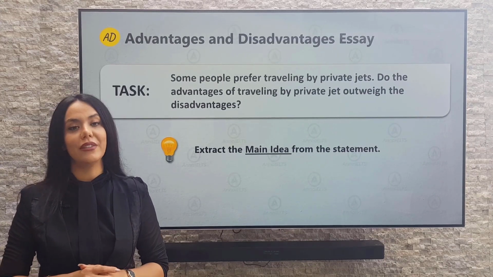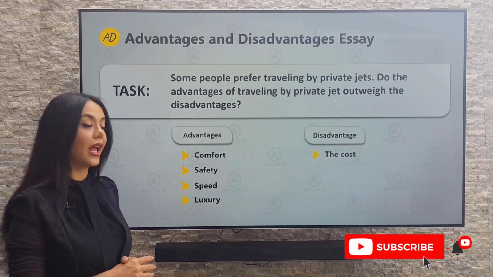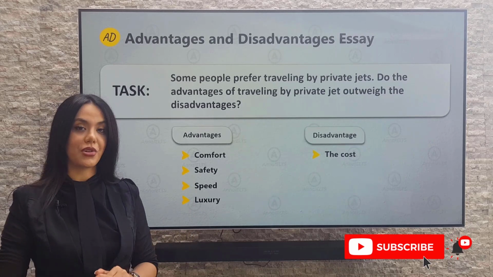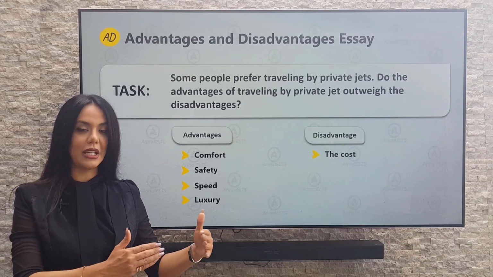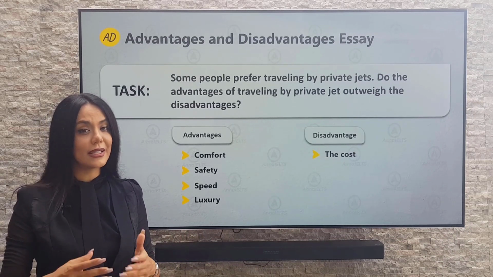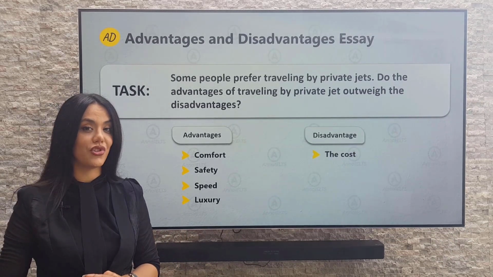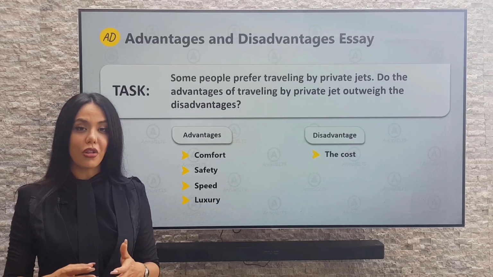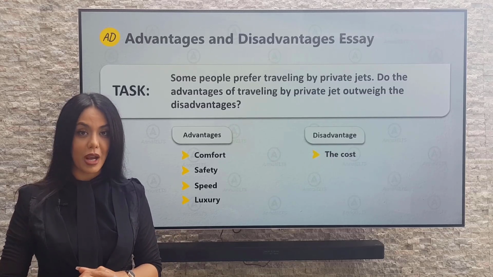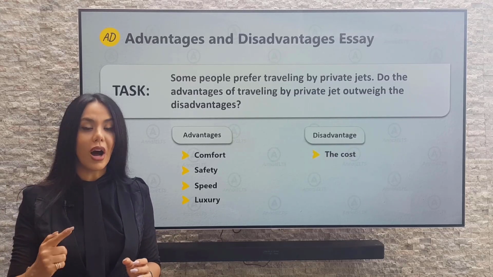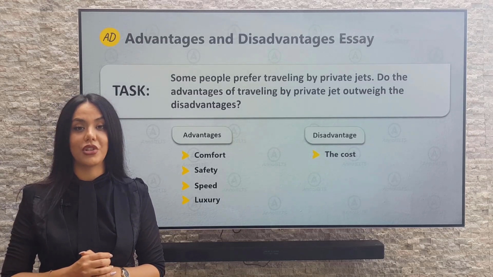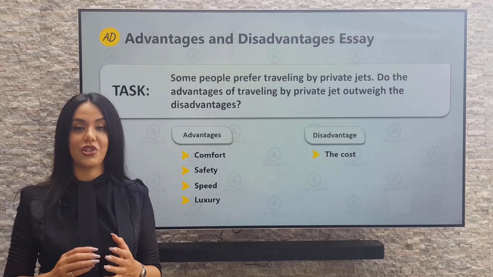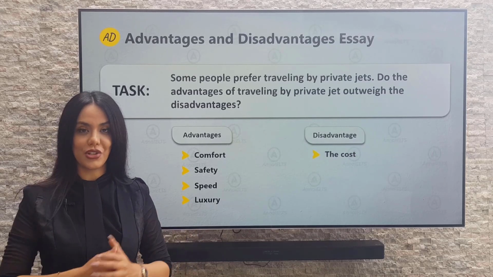Let's count the advantages of traveling by private jet: comfort, safety, speed, and luxury. So there are 4 advantages of traveling by a private jet. Now let's see the disadvantages. There's only one disadvantage, and that's the cost. Although there are 4 advantages of traveling by private jets, there is only one disadvantage. We say that the disadvantages of traveling by private jet outweigh their advantages.